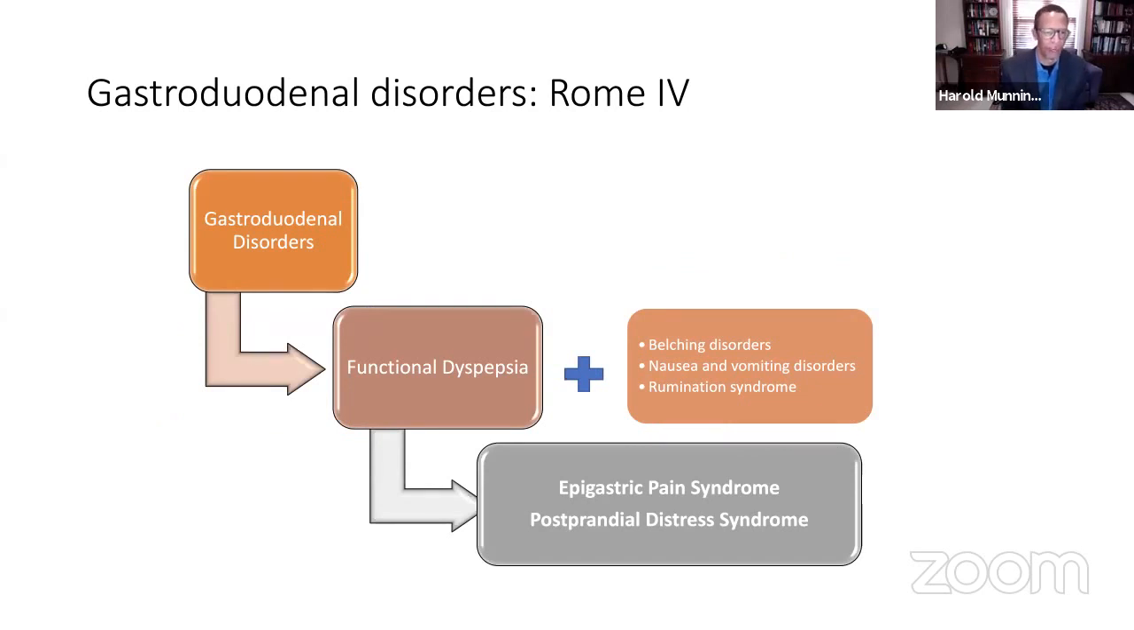Of the gastroduodenal disorders, then, let's drill down on those. There's functional dyspepsia, and then there are the other gastroduodenal disorders, belching, nausea and vomiting disorders, rumination syndrome. And the Rome dons, in their wisdom, have subdivided functional dyspepsia into two subtypes: the epigastric pain syndrome predominant group and those with postprandial distress syndrome.